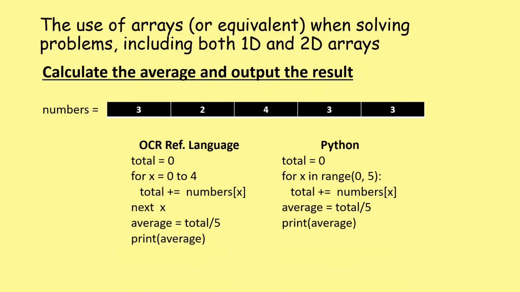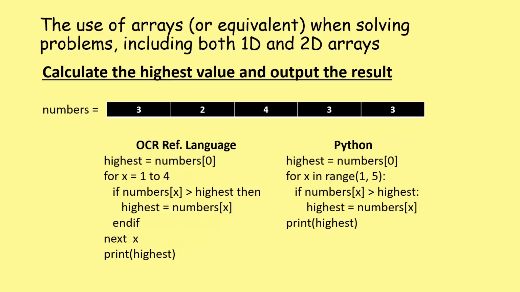If I want to calculate the average, very similar to working out the sum or the total like we did before, I just then have to take the total and divide it by the number of numbers, in this case 5, and that would give me the average.